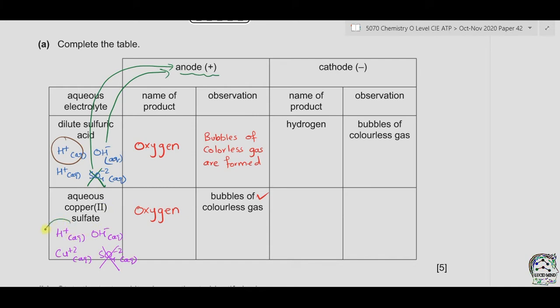Now for cathode, we know that these two are positive ions, so they will move towards cathode. Among these two, Cu+2 is below H+ in the discharge series, so Cu+2 will be discharged while H+ ions will not be discharged. The equation will be: copper +2 aqueous will move towards cathode, it will gain electrons to form copper solid. So the name of the product is copper and the color of copper is pink solid. You can also write brown or orange color.